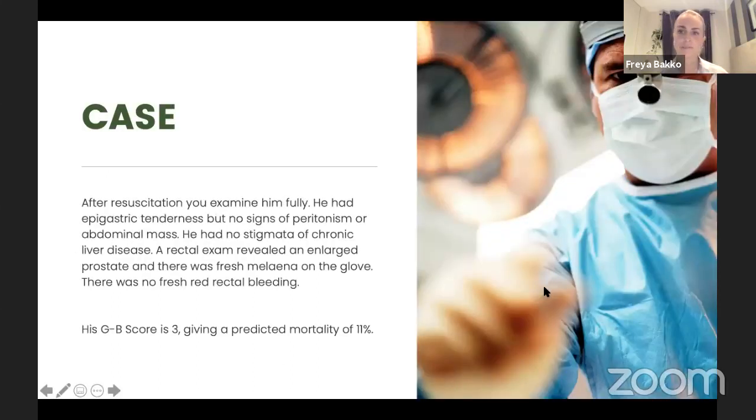So back to our patient. We've resuscitated him successfully, and now we examine him fully. He's had epigastric tenderness, but no signs of peritonism or abdominal mass. He's had no stigmata of chronic liver disease, and a rectal examination revealed an enlarged prostate, and there was fresh melena on the glove, but there was no fresh rectal bleeding, so no bright red blood. His Glasgow-Blatchford score is 3, which gives him a predicted mortality of 11% and indicates urgent endoscopy for this man.